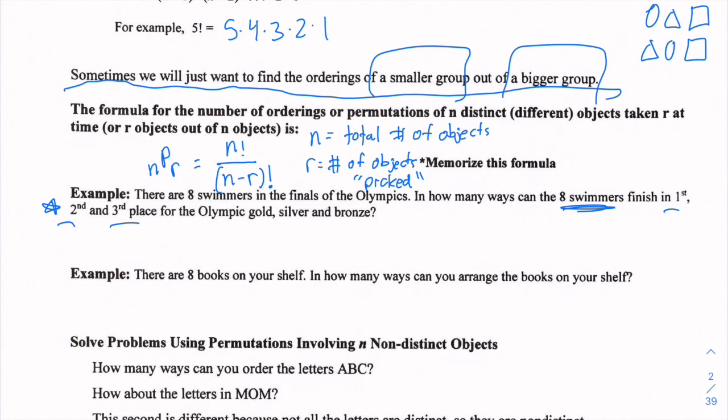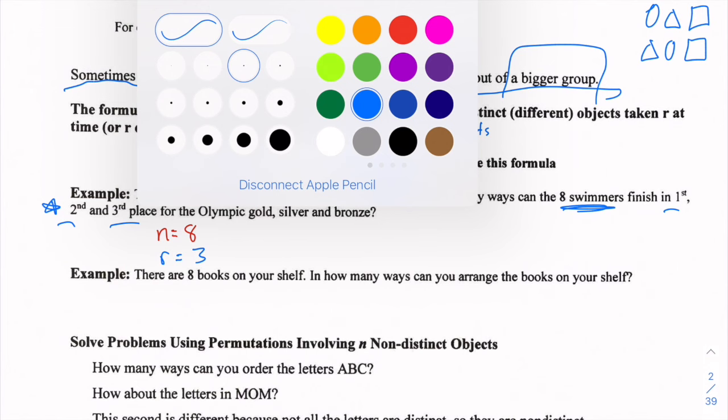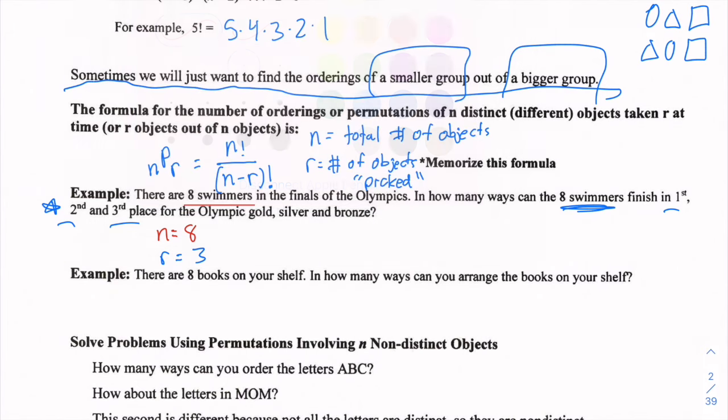If I do this in terms of the example problem, how many swimmers do we have total? How many total objects do we have? Right, our n equals 8. That's our total number of swimmers. And here, how many swimmers are we really picking? How many do we care about? We only care about the first 3, right? So r equals 3.